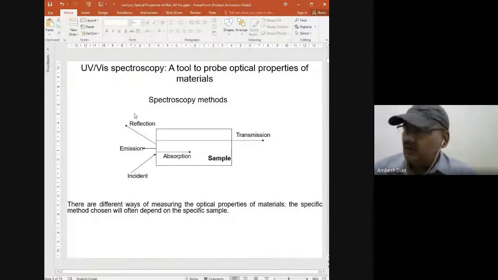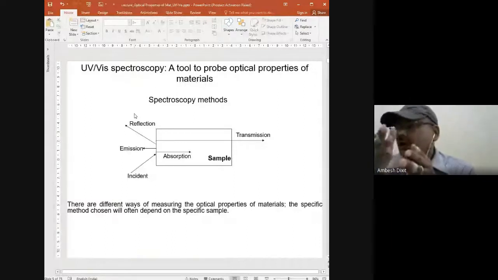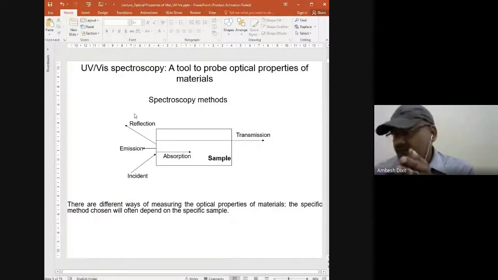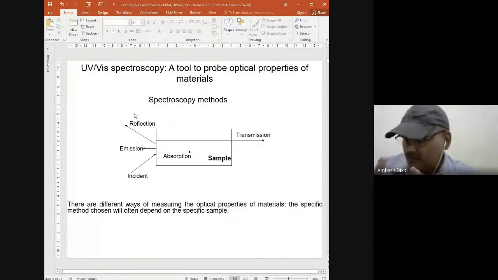The outcome will look like this: on the x-axis you have energy or wavelength or wave number, and on the y-axis, after interacting with your material, how the light you are collecting has changed from the incident light, which has intensity, for example, I naught, and how the interacted light signal is changing, that we need to collect.